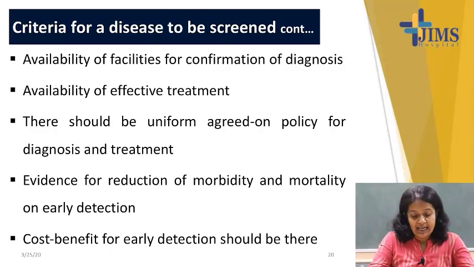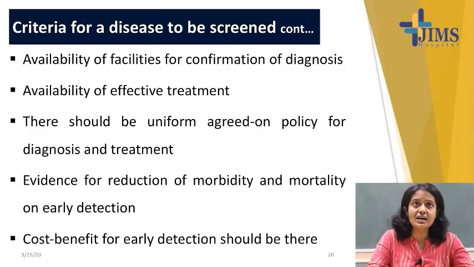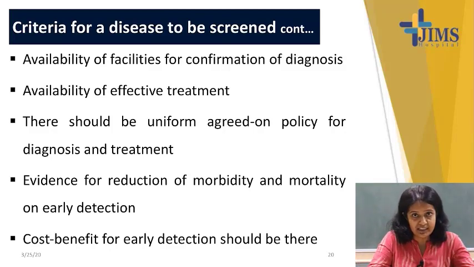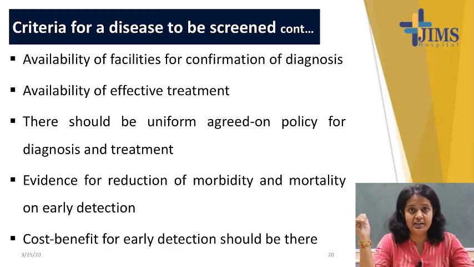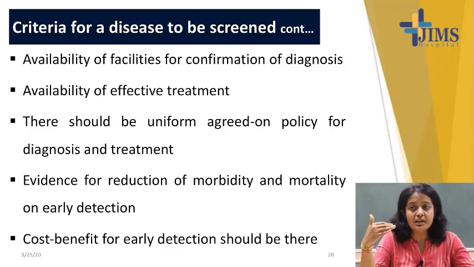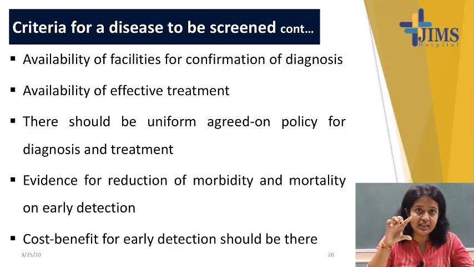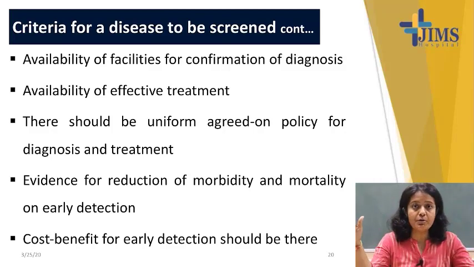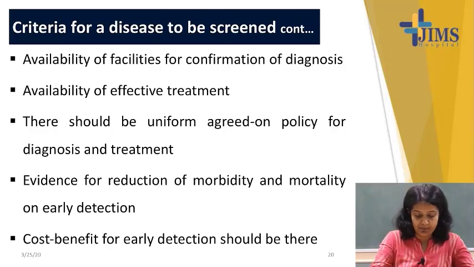There should be an agreed-on policy which should be uniform. Like I say, under our NPCDCS program, the program for non-communicable disease screening, we go for the screening of hypertension. For hypertension, we have a uniform criterion. A person having blood pressure more than 120/80, we can say this patient is at risk of getting hypertension. He may be hypertensive or having the chance of hypertension. This is the agreed-on policy, a uniform policy that has to be followed all over the world.